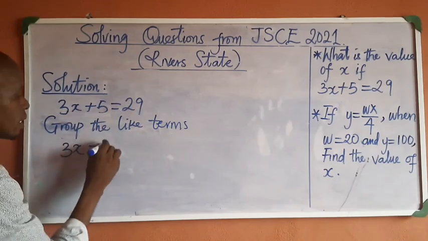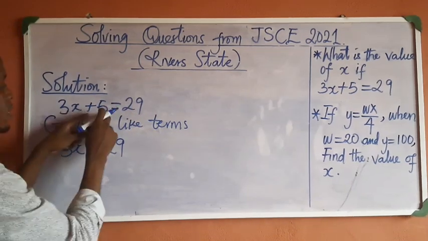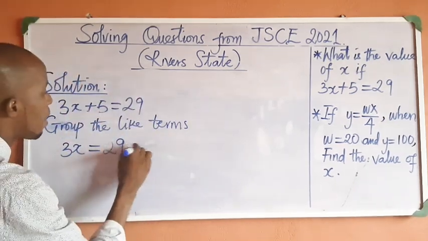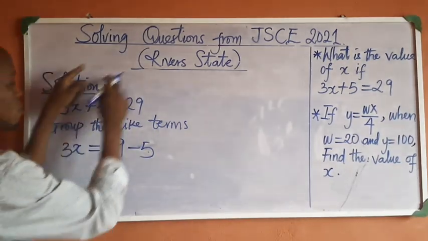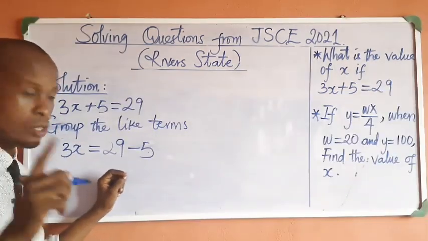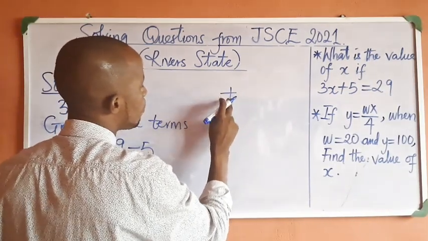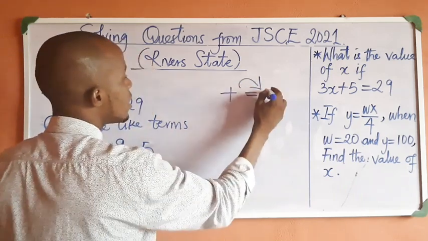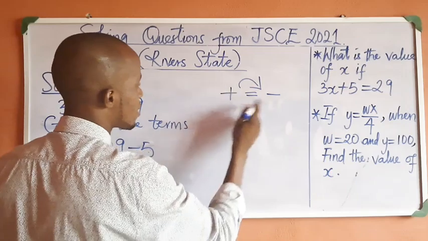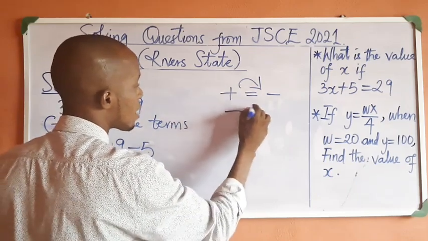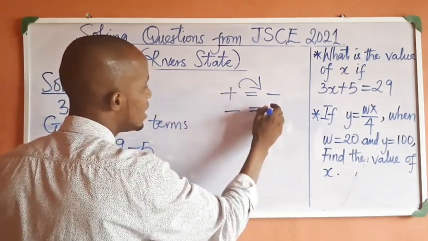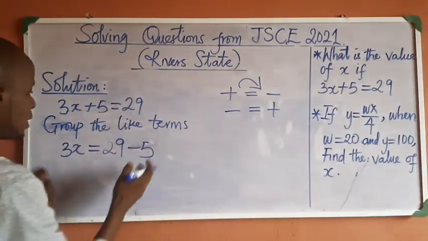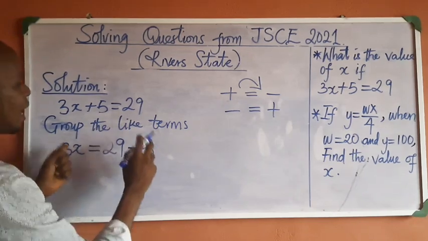So 29 is already on this side. We write it down. It is this 5 that we are moving down. So moving 5 down to this side will give us minus 5 instead of plus 5. It is a rule in equation. If a number with plus, addition, is changing to the other side of the equation, it will automatically change to subtraction, and vice versa. If the subtraction sign is going to the other side of the equation, it changes to addition, and so on. So what I have done now is collecting or grouping the like terms.